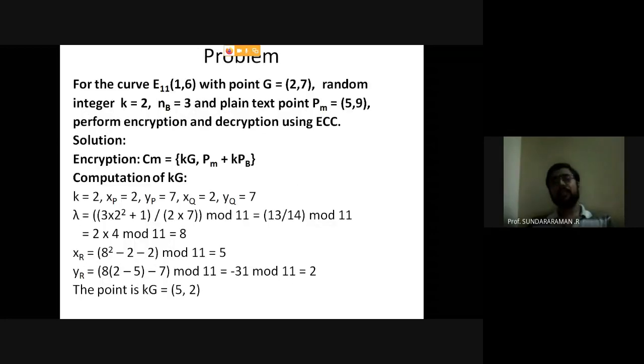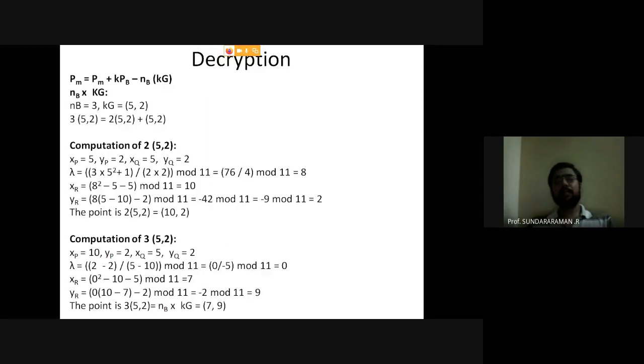Now just look at the problem given to you. Nb is equal to 3. So 3 into 5 comma 2 is nothing but 1 point doubling and 1 point addition, because 2 into 5 comma 2 means when you are performing point doubling with 5 comma 2, doubling of the point 5 comma 2 gives you 10 comma 2, because xp is equal to 5, yp is equal to 2. So 2 into 5 comma 2 gives you 10 comma 2. After that, 1 point addition needs to be performed, because 3 into 5 comma 2 is our target. 3 into 5 comma 2 gives you 2g plus g, right?